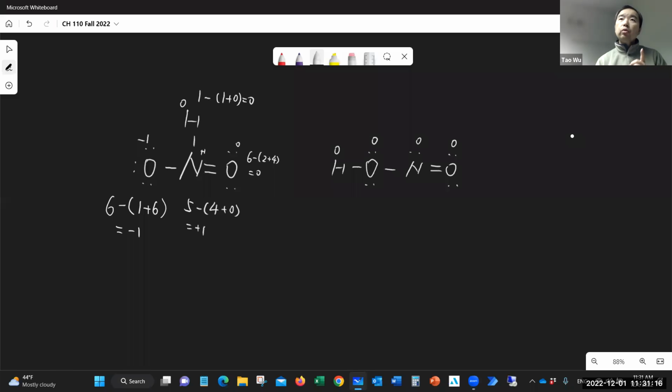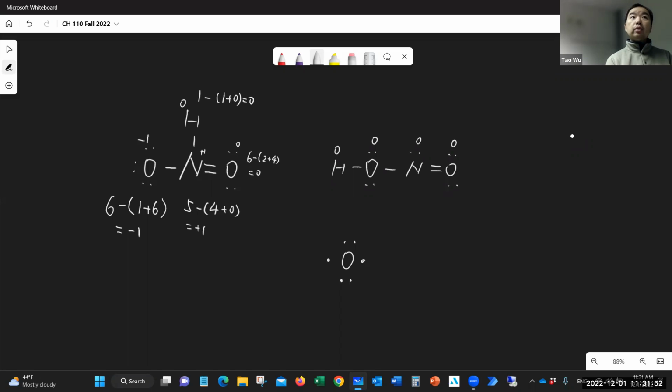If you don't draw the Lewis structure, there's another way to help you identify which one is easier, and that basically comes from the Lewis structure of the elements. Oxygen has 6 electrons, which means it needs to pair with 2 other electrons. So generally, if you want it to be stable, it wants to bond with 2 electrons, which means 2 bonds.